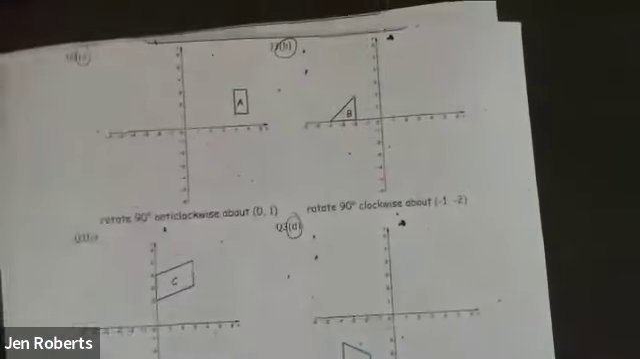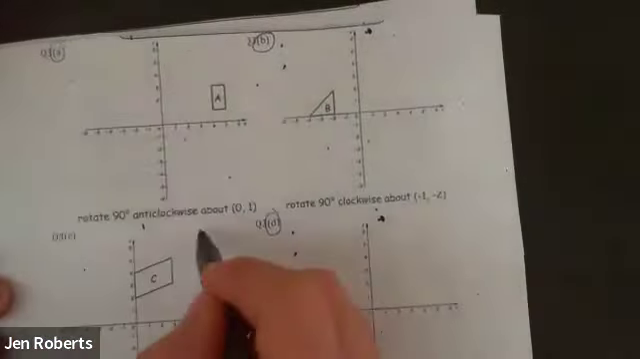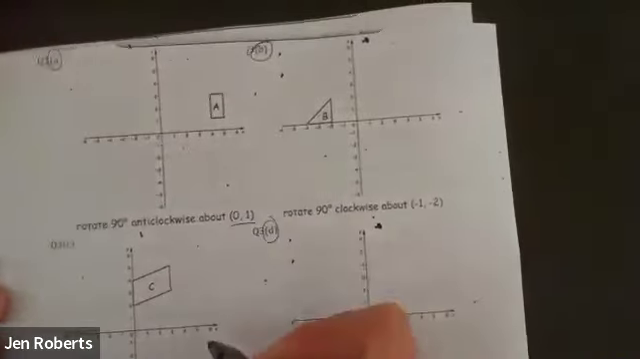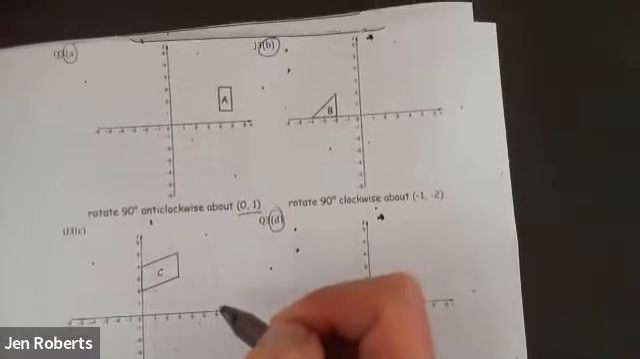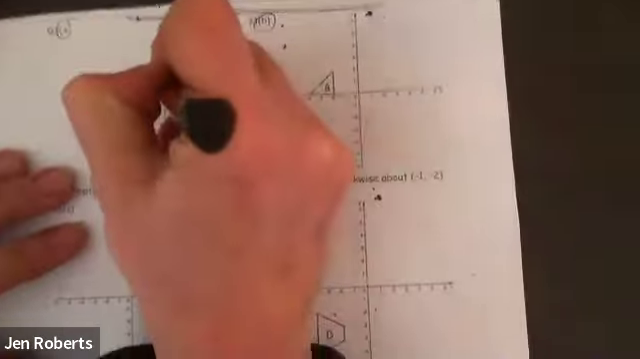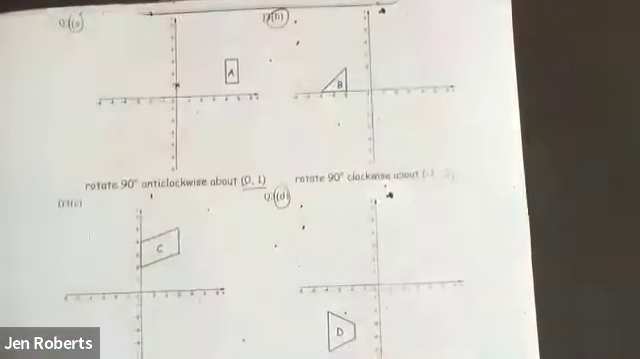Okay, so for this first one, it's 90 degrees anti-clockwise about 0, 1. That's my centre of rotation, 0, 1. I'm going to put a little cross there. So 90 degrees anti-clockwise, quarter turn.